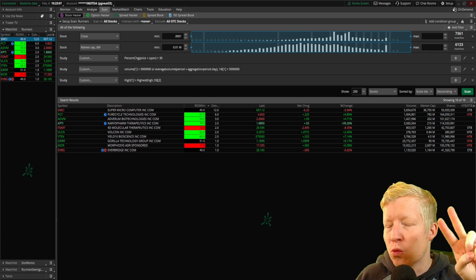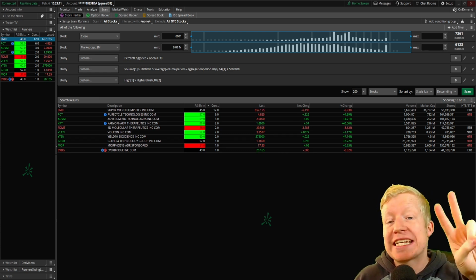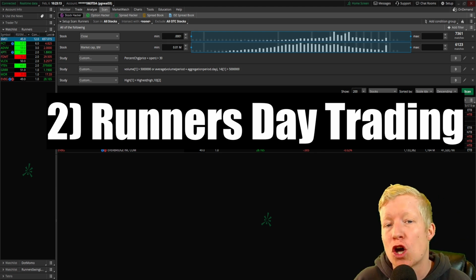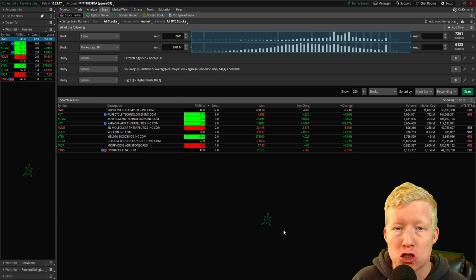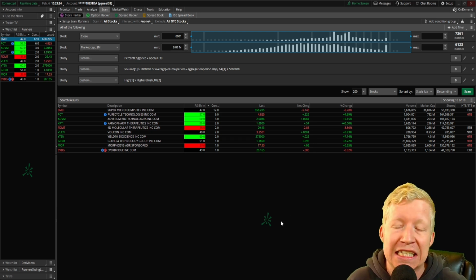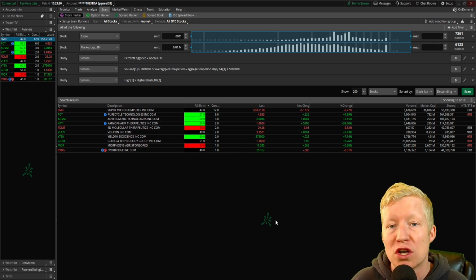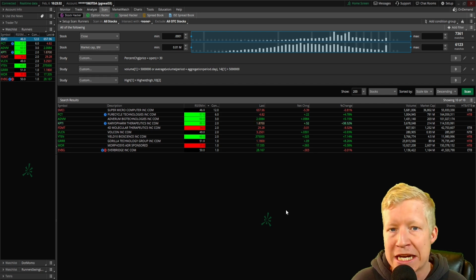Scanner number 2. When did we decide we're counting down, by the way? This is confusing me, but scanner number 2 is my runners day trading scanner. And this is where we're starting to get into the really good stuff, because this is where we're going to start getting into scanners that I actually use every single day. Not that I don't ever use the other 3 scanners that we already went over, but these are the ones that I really, really use every single day in my trading.